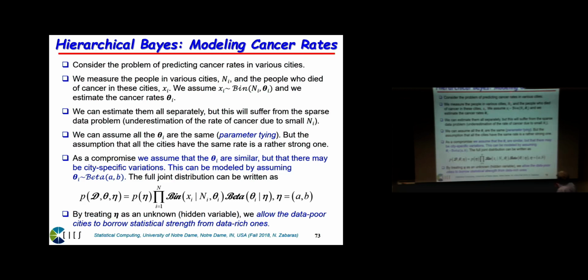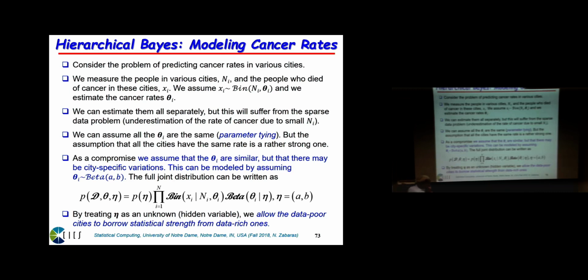So Ni is the population of city i, Xi is how many people die from cancer, and a normal distribution to assume is a binomial distribution. So basically, for a given city, with population Ni and probability of cancer theta i, Xi follows this binomial distribution.